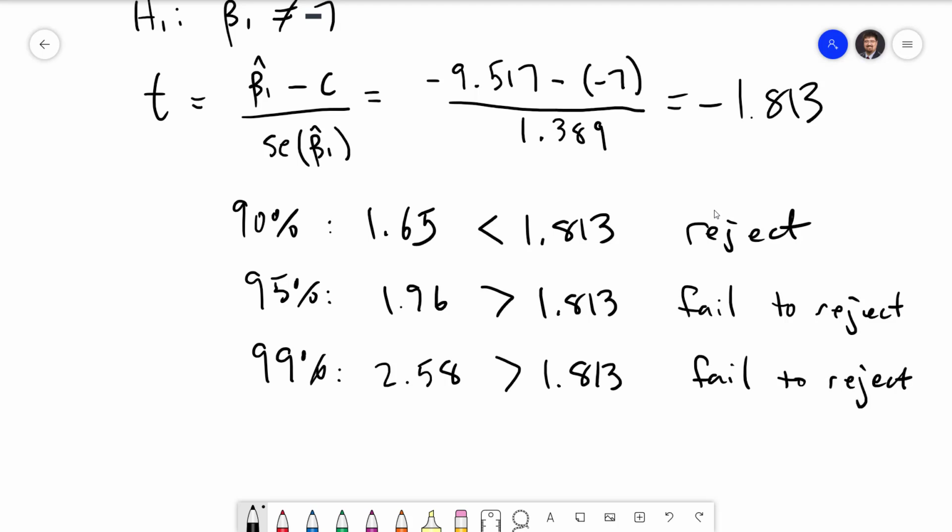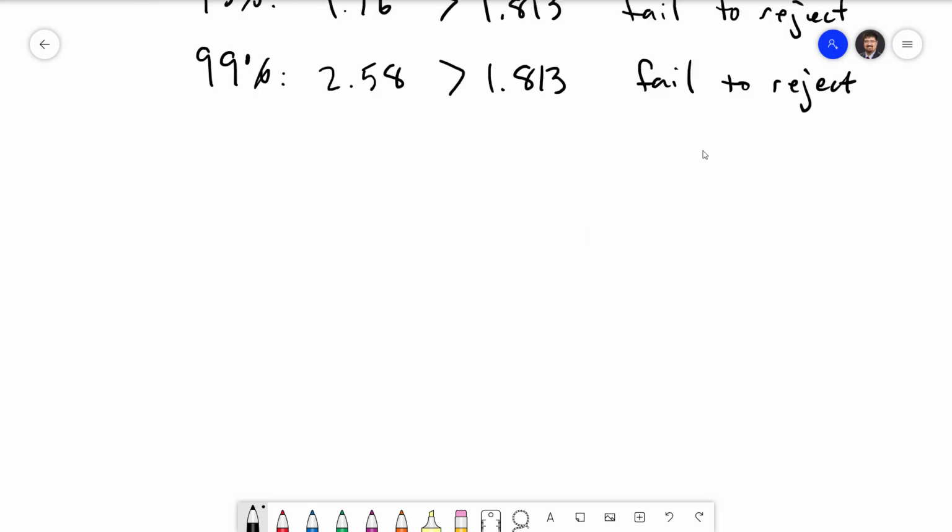Notice that if we reject at any given confidence level, we can also always reject at all the lower confidence levels. But if we fail to reject, we also fail to reject at all the higher confidence levels. So we would say here that we reject the null hypothesis with 90% confidence, but we fail to reject with 95 or 99% confidence. To illustrate this a bit further, let's draw a graph.